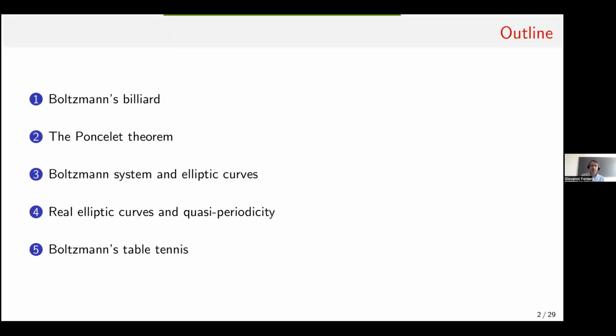Okay, so I will start with telling you what this Boltzmann billiard is, and it turns out that this is similar to another, or is part of a family of systems which have the so-called Poncelet property. And so I will review the very classical construction of Poncelet. And after that, I will explain, and so all these models have to do with elliptic curves. So I will explain the relation of these models with elliptic curves, in particular the Boltzmann system.